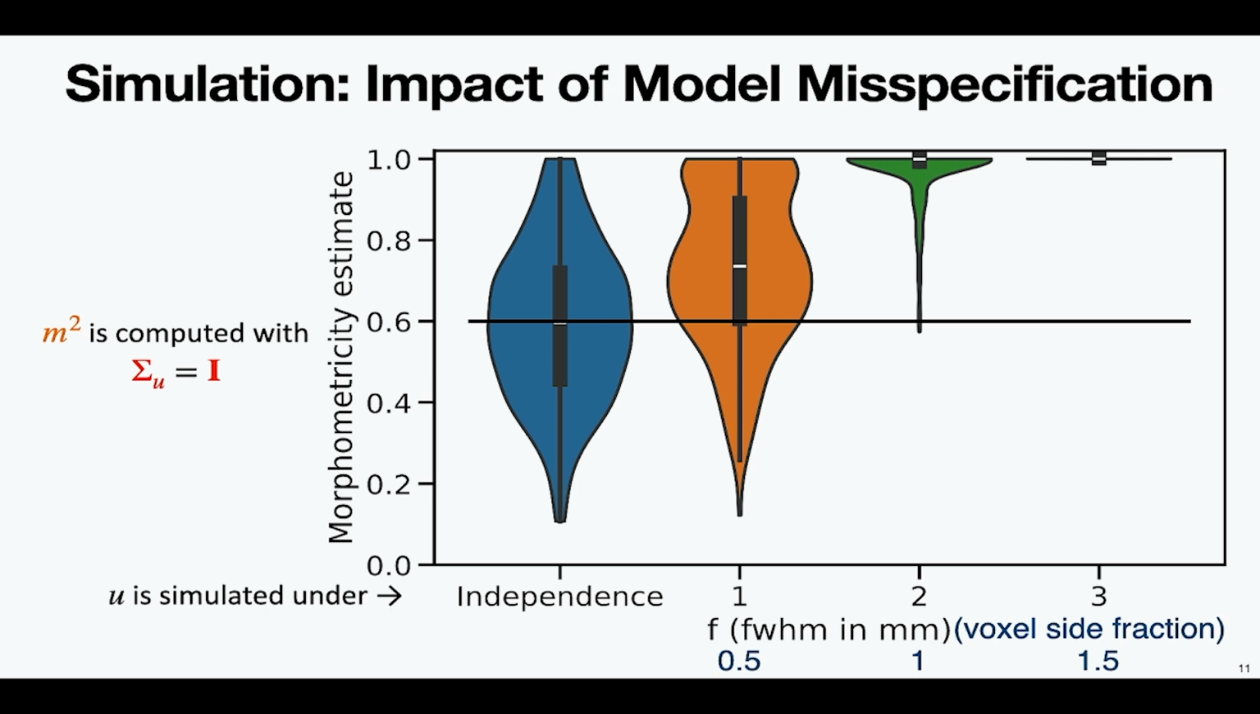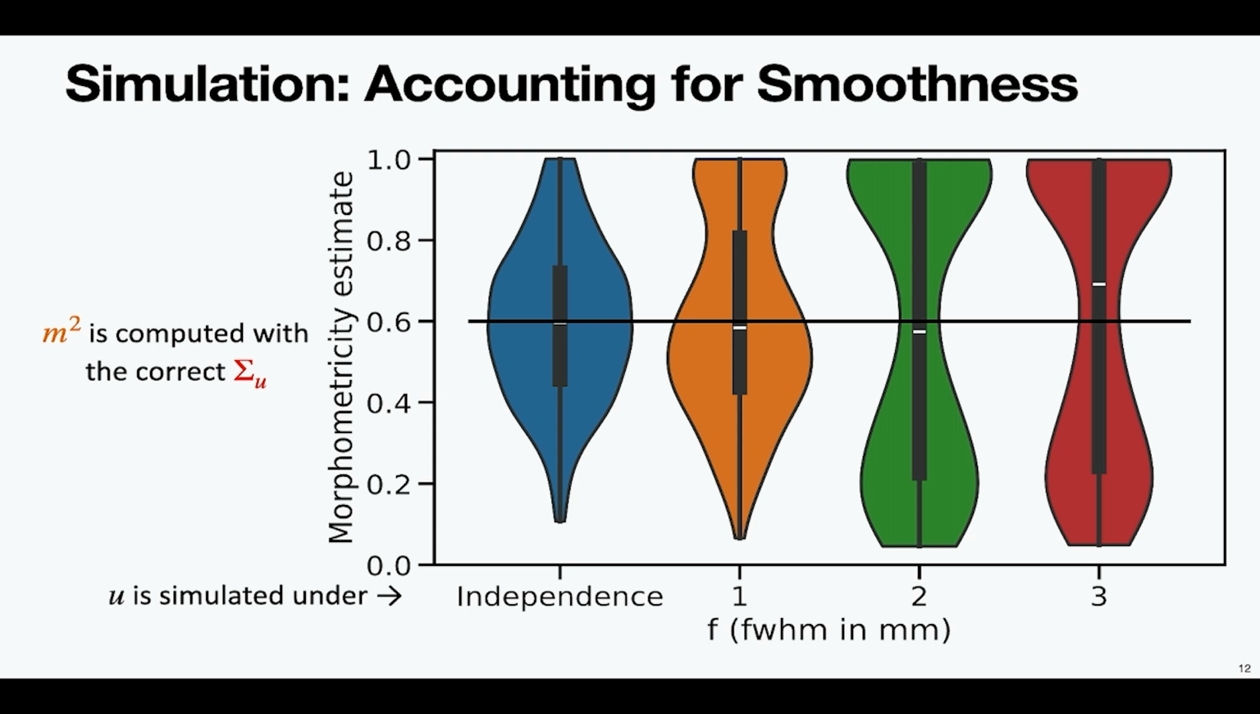So now we know that this hypothesis gets us a bias, but could we recover a true estimation of morphometricity with the BF we computed before? So here, U is simulated in the same way as in the previous slide, and this time we compute morphometricity by taking into account this covariance structure of U. And we can see with the white lines that we recover, on average, the true morphometricity.